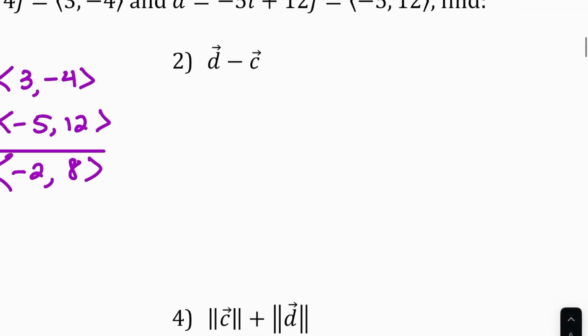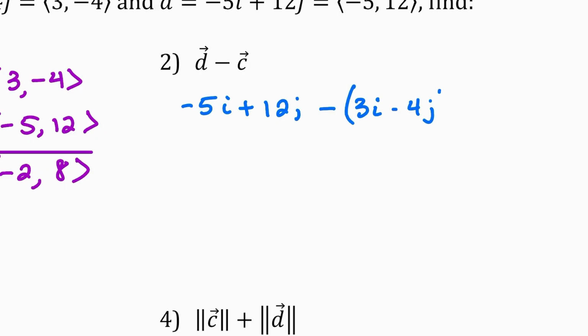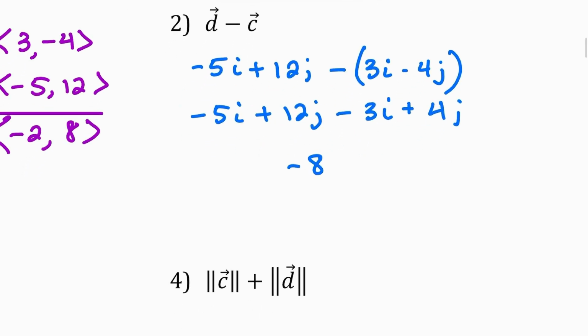Well, what's nice about this is that you can do this with any kind of operation. So if you have vector d minus vector c, I'm going to write it a little differently. Negative 5i plus 12j is vector d. Vector c is 3i minus 4j. And I'm subtracting the two. Well, if you're subtracting a binomial, this binomial needs to be in parentheses, because what you need to do is distribute that negative into both terms. And then you combine like terms.